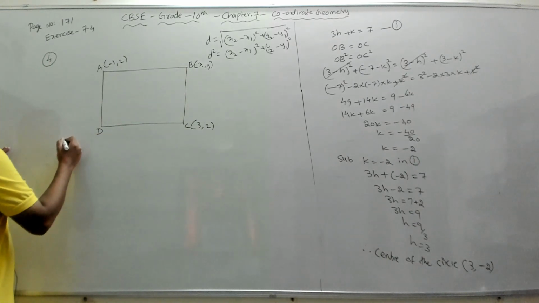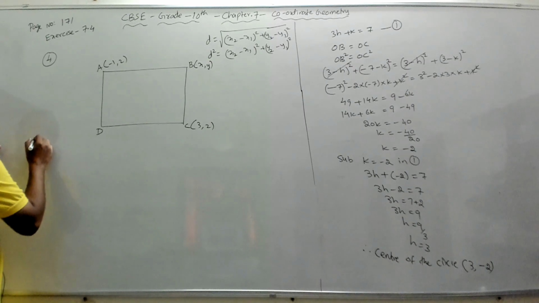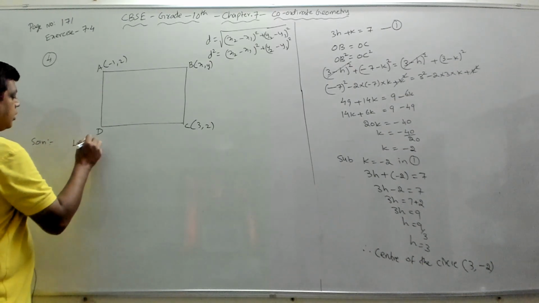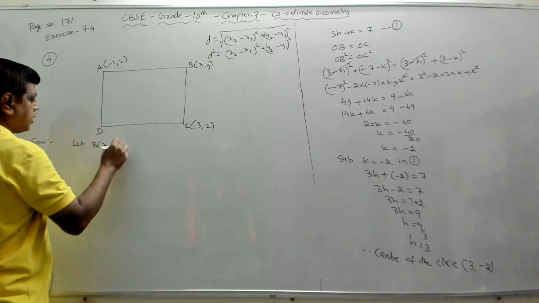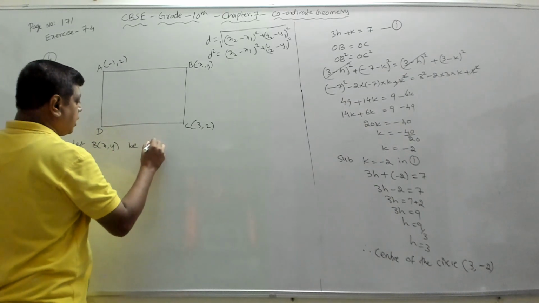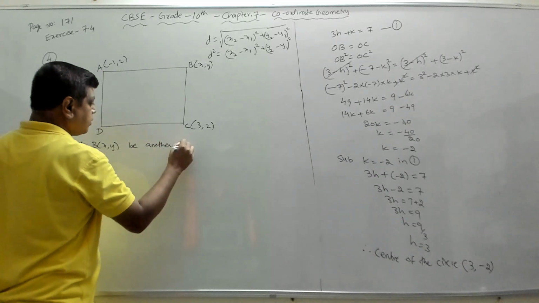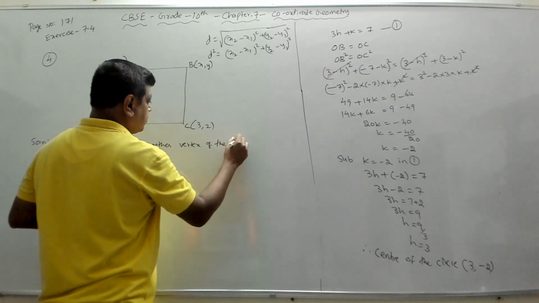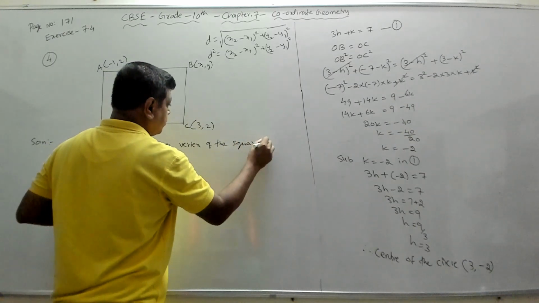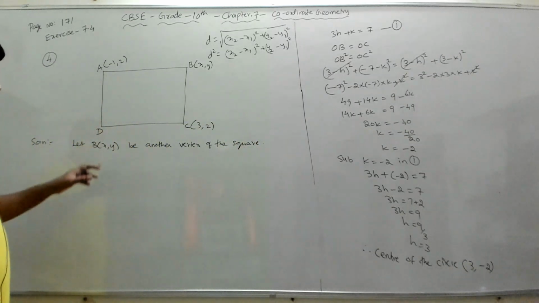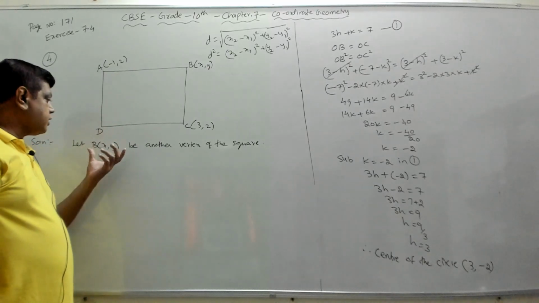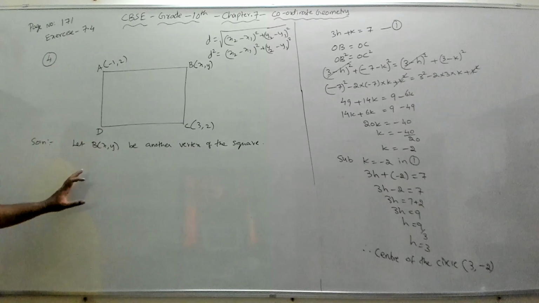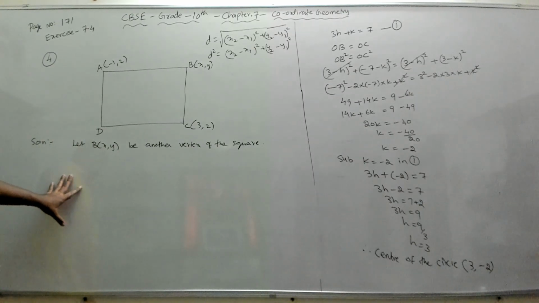Now, so we'll say solution. We'll say let B of x comma y be another vertex of the square. We have to find D also. We have to find B and D. Let's try to find B first. Now A and C are two opposite vertices of a square.